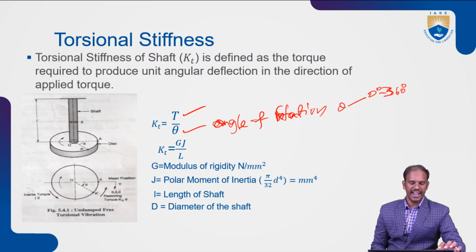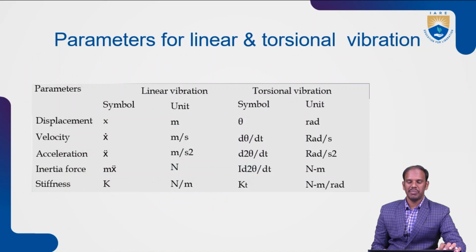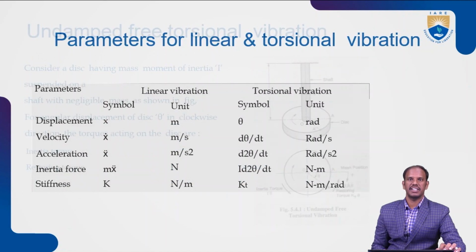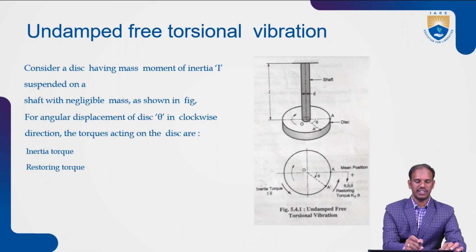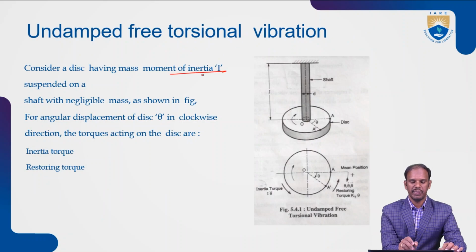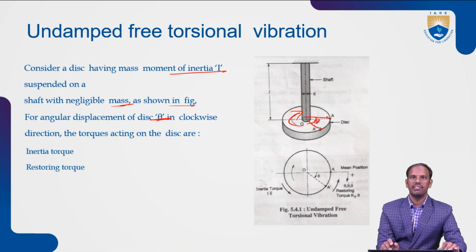You can check the diagram, and the parameters have also been discussed in previous classes. Once again, in an undamped system, there is a disk with a mass moment of inertia, under rotation, suspended on a shaft of negligible mass, as shown in the figure. The angular displacement of the disk is taken as theta in the clockwise direction, and the torque is balanced using inertial and restoring forces.